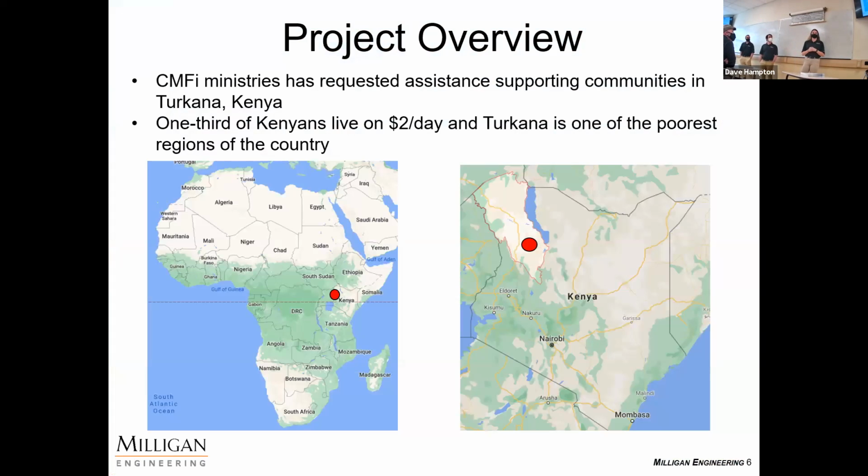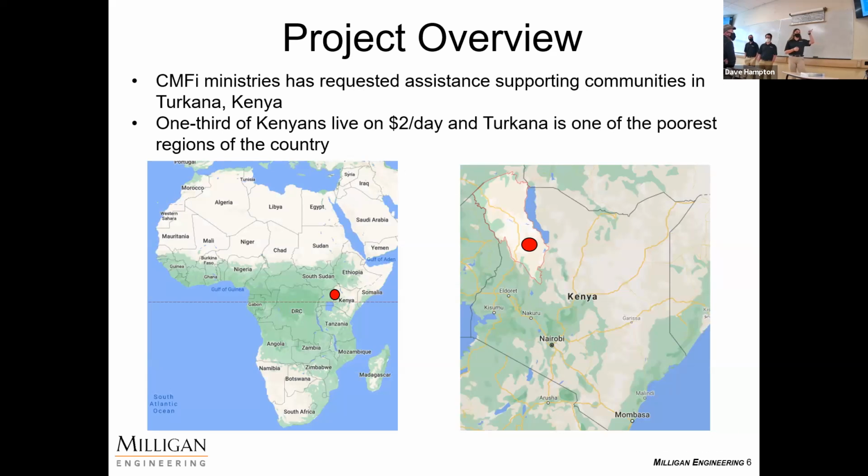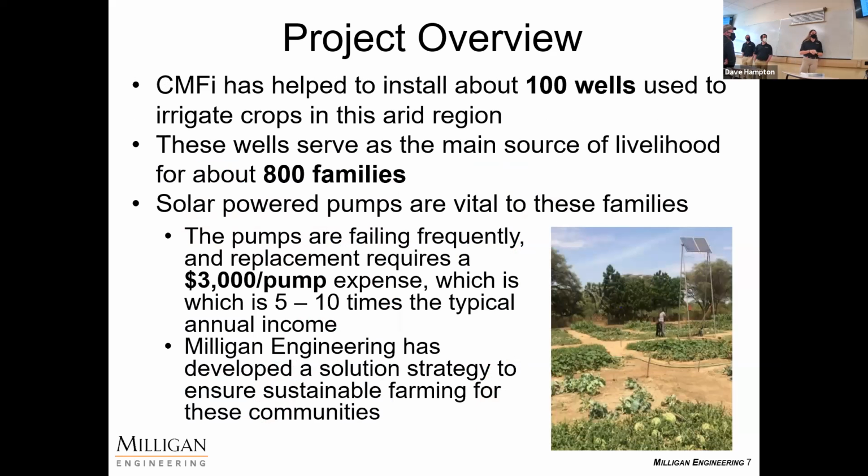So now we're just going to do a little overview of the project. Like I said before, CMFI contacted us and they requested assistance on supporting the communities of Turkana, Kenya. A third of the Kenyans live on $2 a day, and Turkana is one of the poorest regions in Kenya, not just in Kenya, but in Africa and the world. If you go back, you can see on the map geographically where Kenya is, and where Turkana specifically in Kenya is in Africa.